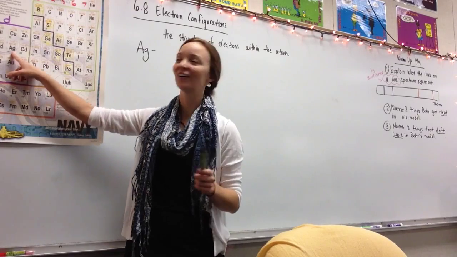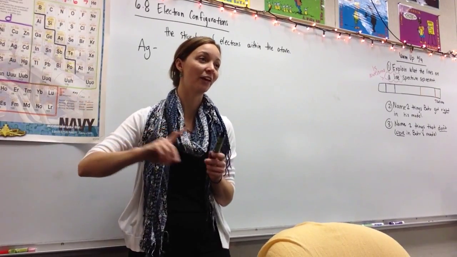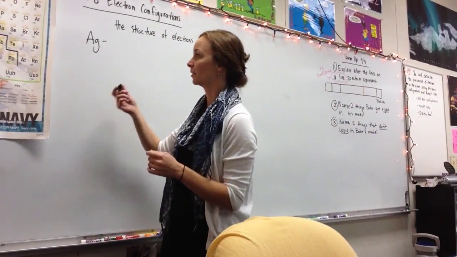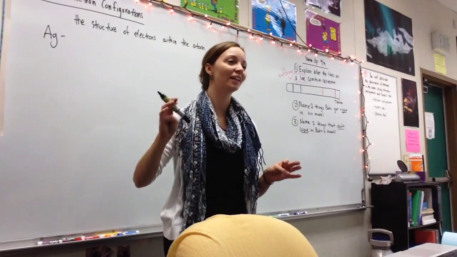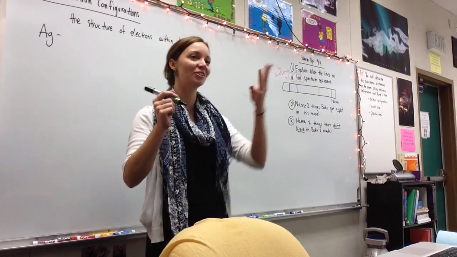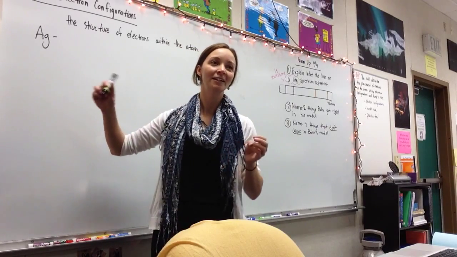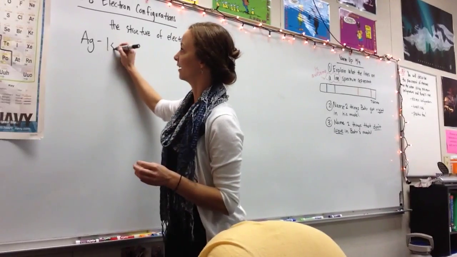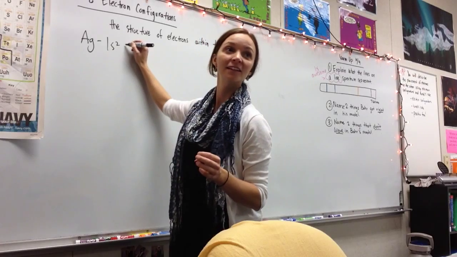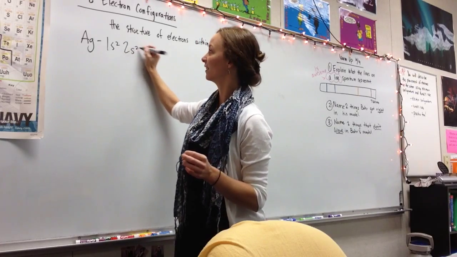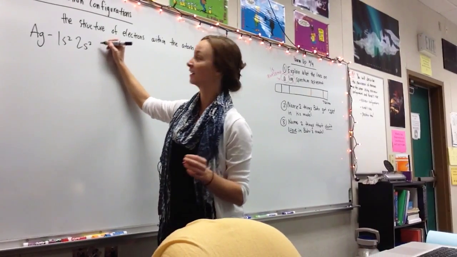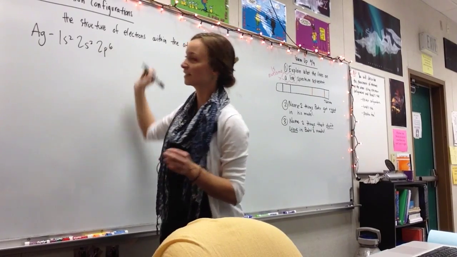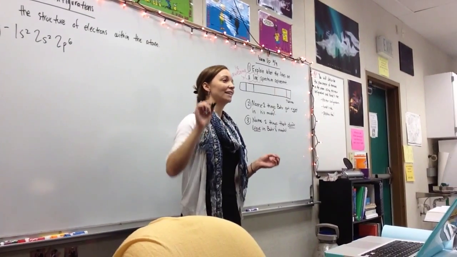Okay, that's better. So for 47, we're doing silver. That's in the D block, so we're going to have to do a little bit of goofiness. So I'm going to call people out, and we're going to do this together. Elsie, start me out. What are my first three things I'm going to write down for silver? 2p6, looking good.